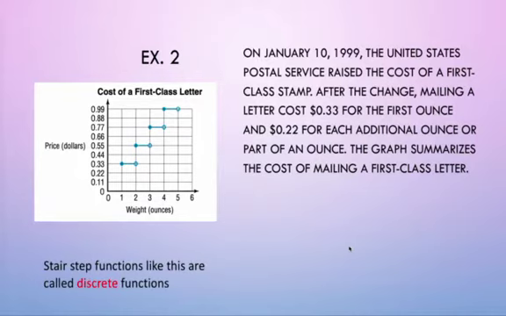So, stair-step functions like this are called discrete functions. For discrete functions, your function only takes certain y values and doesn't have y values in between those. So here, the cost of your letter can only be 33 cents, or 55 cents, or 77 cents, or 99 cents. It can't be anything in between those. So that would be a discrete function.